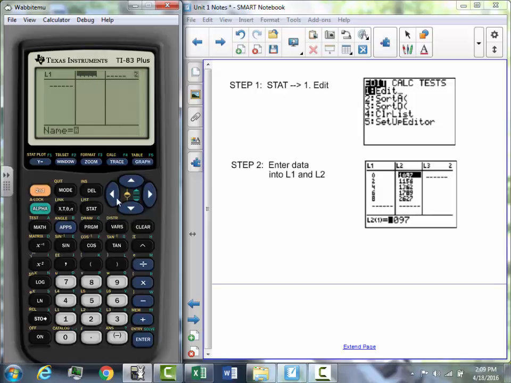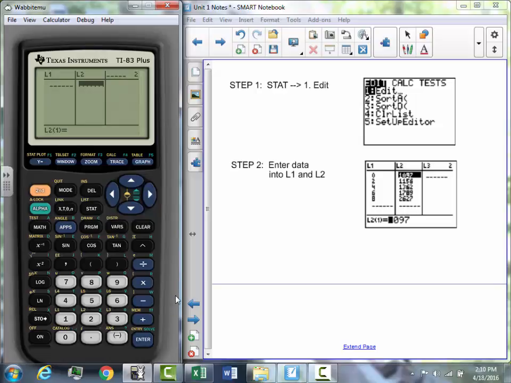So if you do that by accident and you get rid of the list, you can actually put it back in by going second, button number 2. You see how there's an L2 down there? You can actually put the name back in there, and it'll bring the data with you. So don't delete it. Clear it. And that'll get rid of all your data.